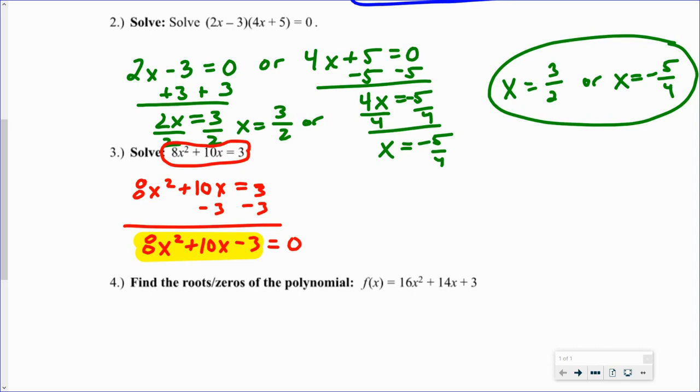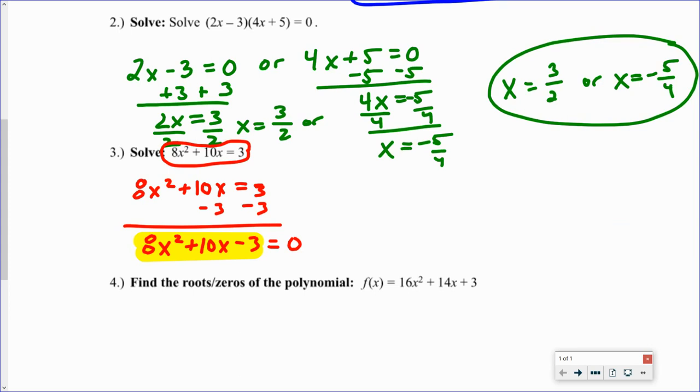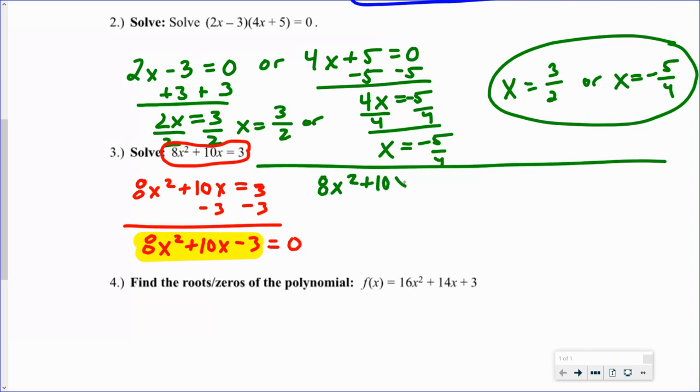So let's go ahead and get 8x squared plus 10x minus 3 into factored form. All right, so we're going to use the Xbox method to do this. So let's multiply the constant term and the quadratic term together. That's going to give us negative 24x squared. And we're looking for factors of negative 24x squared that add up to 10x.